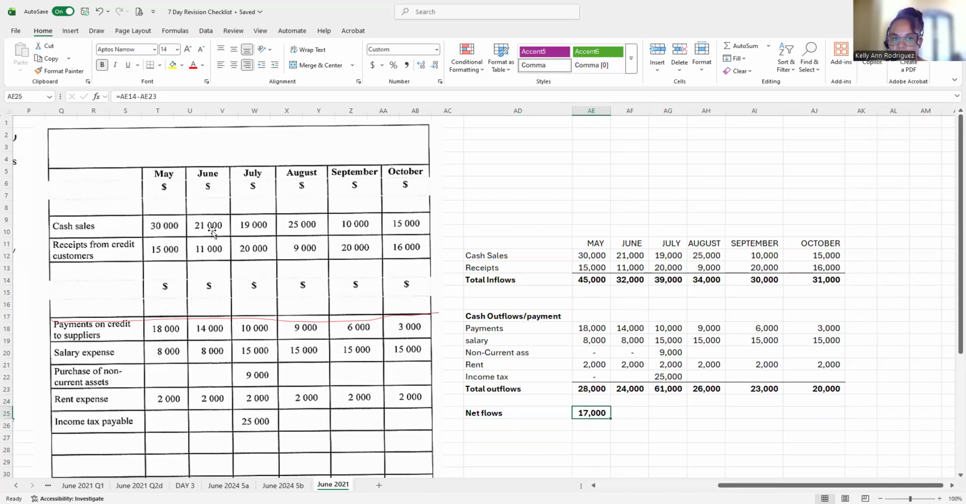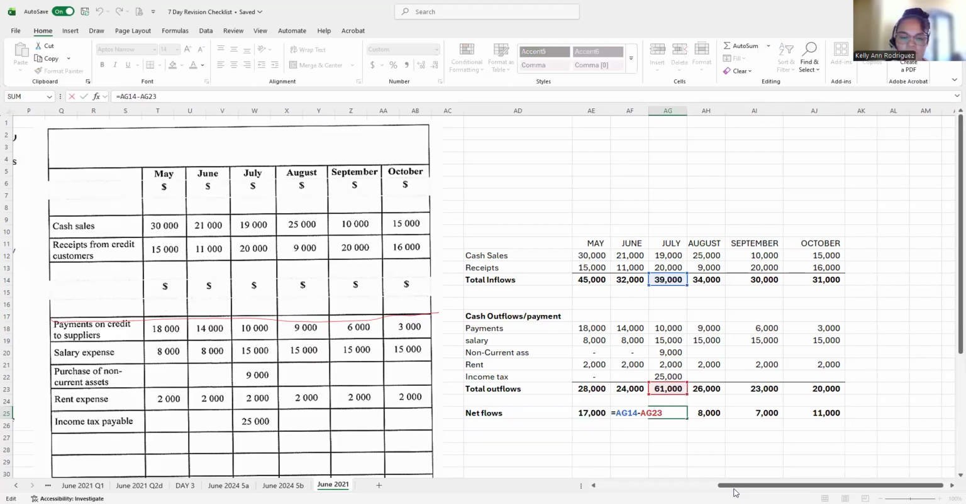Right? So if they don't have a column, you're going to do your columns like this. And I drag across, I will get my formulas. Well, in one period, there was a negative figure. Yeah, they only had 39, but they spent 61. So here you see you have a negative figure. Nevertheless, that means the cash inflow for that period was less than the cash outflow. However, they may have had a balance brought forward.